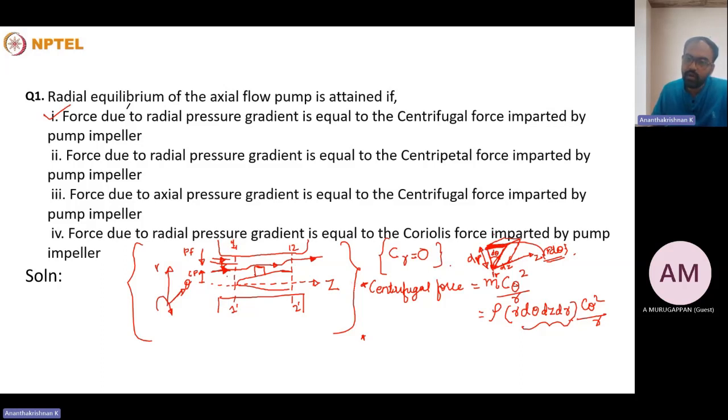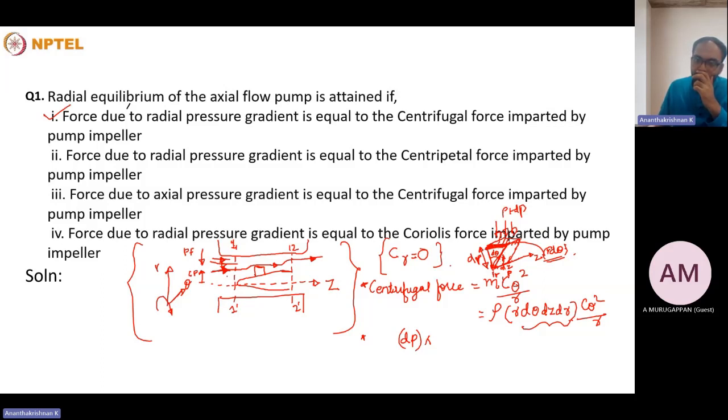On the top of the control volume, a pressure P plus dP will be applied. At the bottom of the control volume, a pressure P will be applied. So the difference in pressure will be always compressive. The difference in pressure will be dP. So the force due to the pressure gradient is dP into the projected area of the control volume.